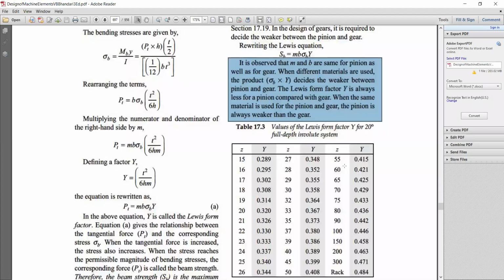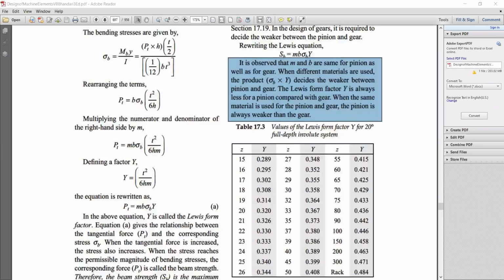Now I'm switching my page to the PSG design data book. Just take a glance at the design data book, which procedure can be used for design, that we will discuss. You can refer to page number 1.14 for the different materials which are normally used in gear design.